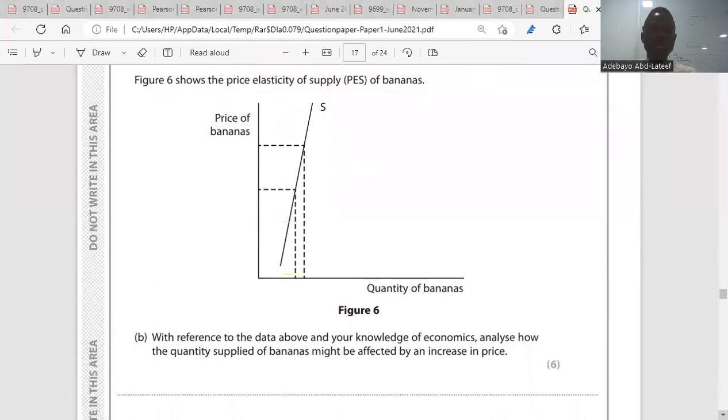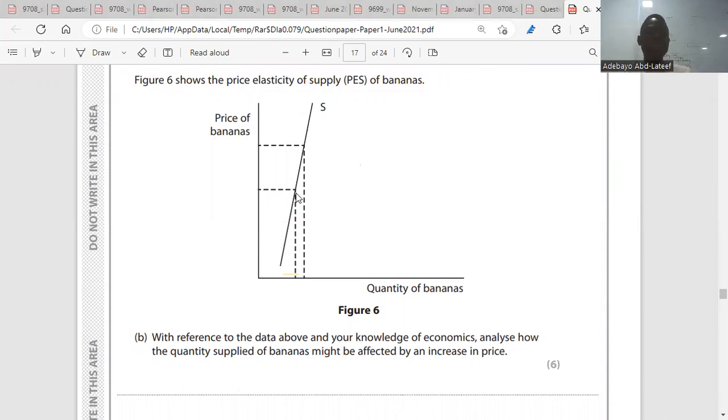It said figure 6 shows the price elasticity of supply, PES, of bananas. So with reference to the data above and your knowledge of economics, analyze how the quantity supplied of bananas might be affected by an increase in price. First, let's go to the graph. Based on this graph, it shows that the PES for banana is inelastic, because there's no significant change in the quantity supplied as a result of a change in price. So the PES is inelastic. That's the first point. And when I say the PES is inelastic, it means that there's no significant change in the quantity supplied as a result of a change in price.